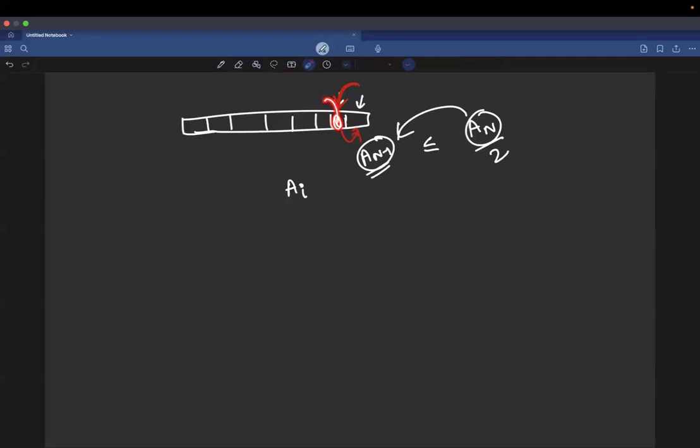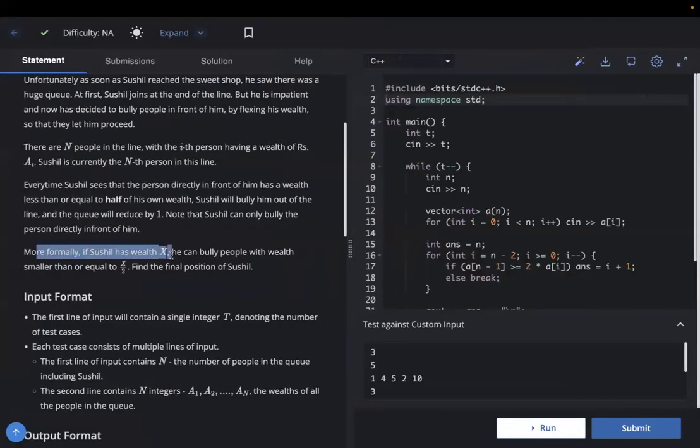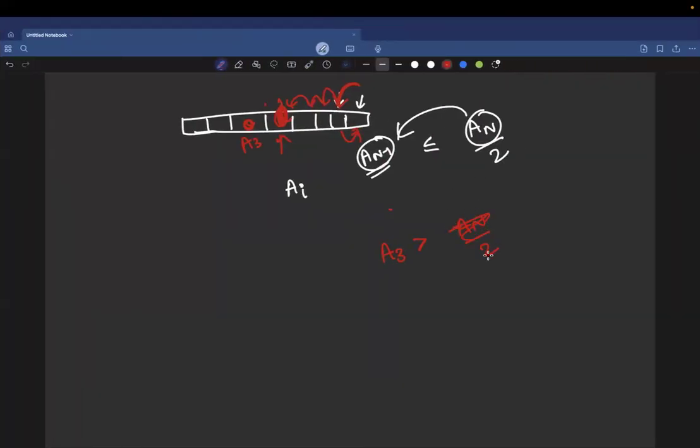And then Sushil will again try to bully the person right next to him, as long as he can do it. Let's say Sushil pushed his way till this position, and now he is talking with this guy who is, let's say, having A3 amount of money. In this case, if A3 was greater than half of the amount of money which Sushil had, then Sushil cannot bully this guy, and Sushil will have to end up at this position. The problem is just asking us to find the final position of Sushil. So if Sushil had X amount of money, then he can bully all the people having less than or equal to X by 2 amount of money.